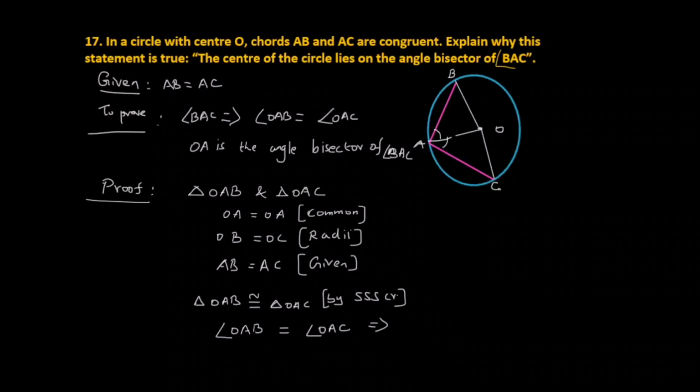That means OA is the angle bisector of angle BAC. So the center of the circle lies on the angle bisector. Center of the circle O lies on the angle bisector.